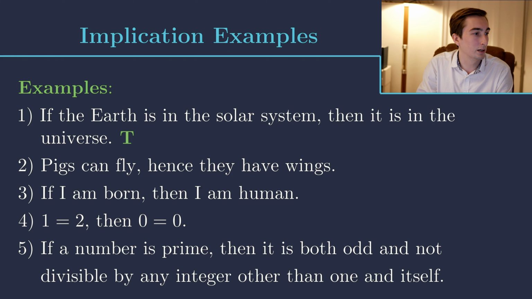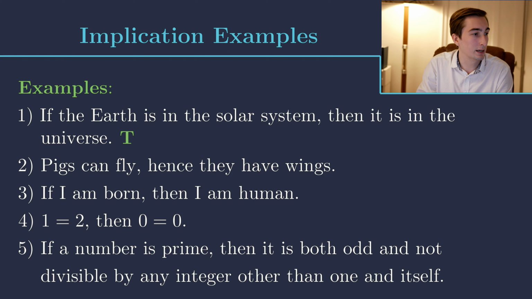So this first value here takes the value of true. Why is that the case? Well, let's look at our truth values of our individual statements. The Earth is in the solar system. Indeed, that is true. And it is in the universe, which is also true. So that's like P and Q is true, so our implication is true. Now, what about the next one?